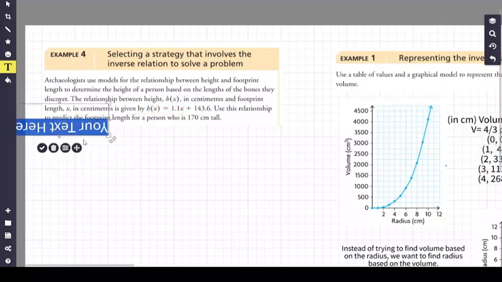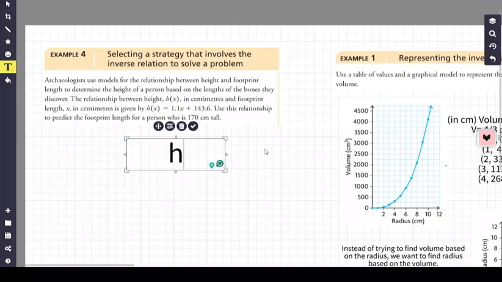It's just, wow, it's gone. Okay, it doesn't matter. I'll just do this by hand. We have h of x is equal to 1.1x plus 143.6. So we really can't do anything here. So let y equal h of x. This is just purely algebraic. So y is equal to 1.1x plus 143.6.